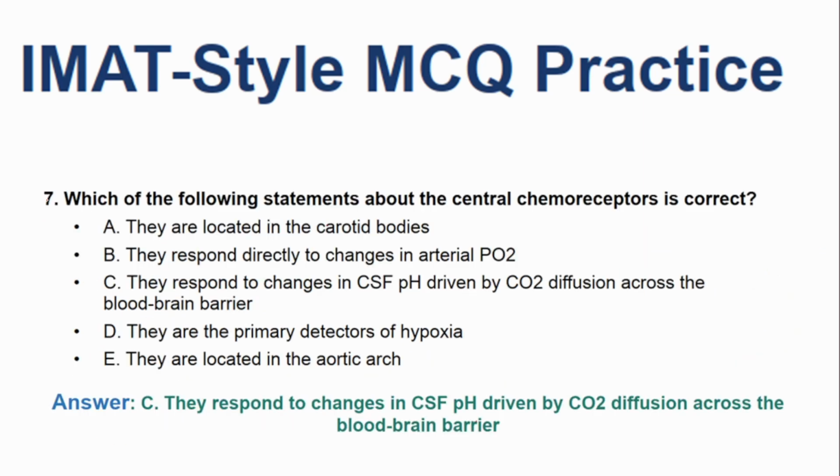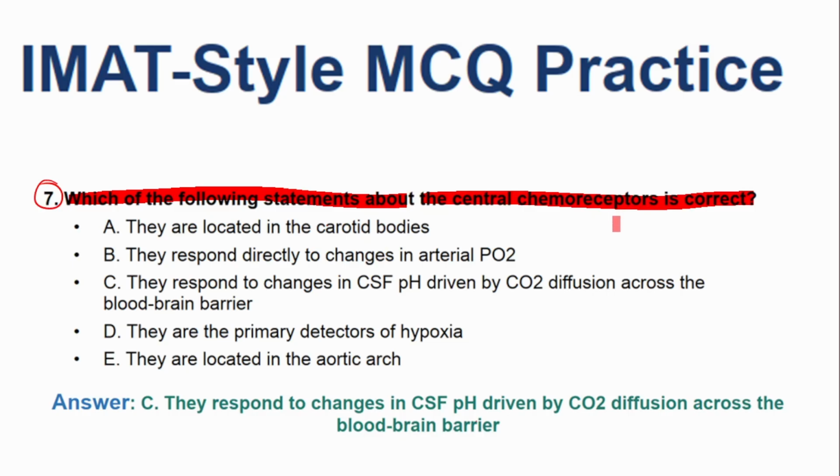Now moving to question 7, which of the following statements about the central chemoreceptors is correct? This is a done deal question. We have already talked about it several times. Dismissing all wrong options, we will straight talk about the answer. We said central chemoreceptors are blind to bicarbonate or hydrogen ion levels. They respond to changes in CSF pH driven by carbon dioxide diffusion across the blood-brain barrier. So C is our correct answer.